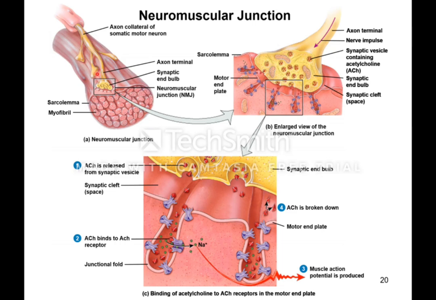Yes, here we show the axonal terminal branch that, as you see here, is received by one part of the muscle cells, not in other parts, and here it releases the neurotransmitters.